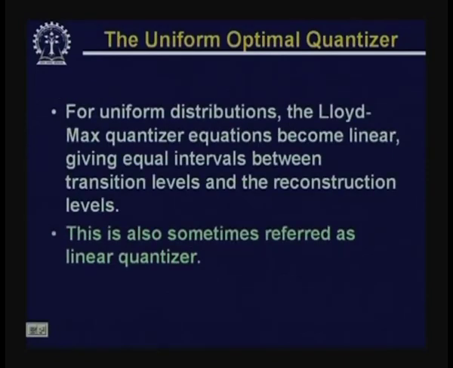So, for uniform distribution, the Lloyd-Max quantizer equations become linear, because all the equations that we have derived earlier are all linear equations giving equal intervals between transition levels and the reconstruction levels, and so this is also sometimes referred to as a linear quantizer.